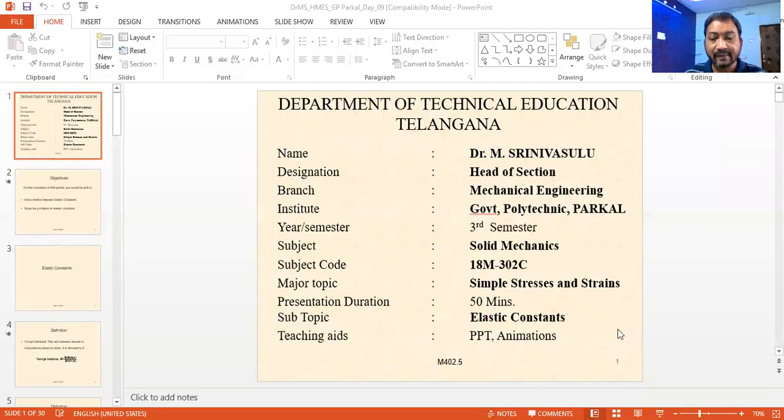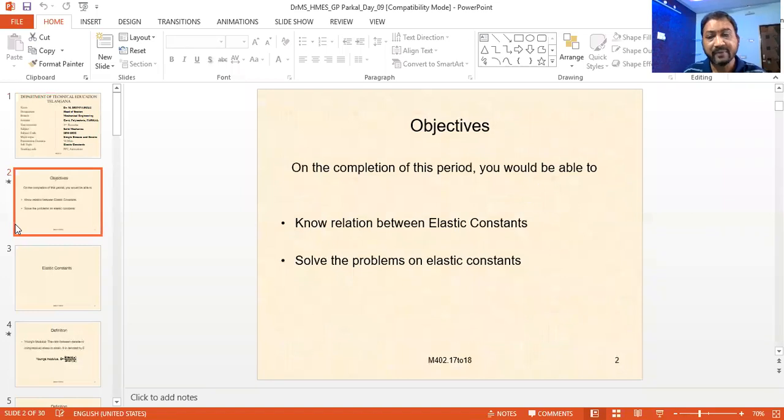So our lesson is simple stresses and strains. In that we'll discuss the elastic constants, and at the end of this lesson we will come to know the relation between the elastic constants, and we will be able to solve some problems on the elastic constants.